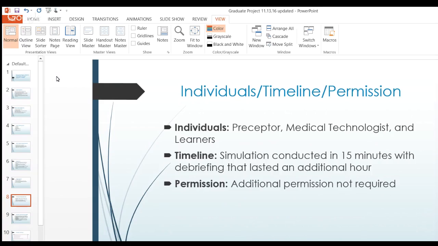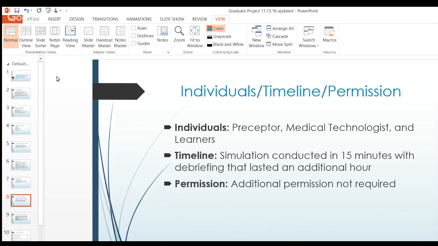Of course, I cannot leave out my learners who are active and passive part of this particular simulation, as we had active learners within the simulation and passive learners sitting in the room outside of the simulation room watching a live streaming of the simulation. The timeline was approximately 15 minutes for hands-on mannequin nurse intervention, with the bulk of the rest of their simulation experience coming in the debriefing, which lasted about an additional hour.